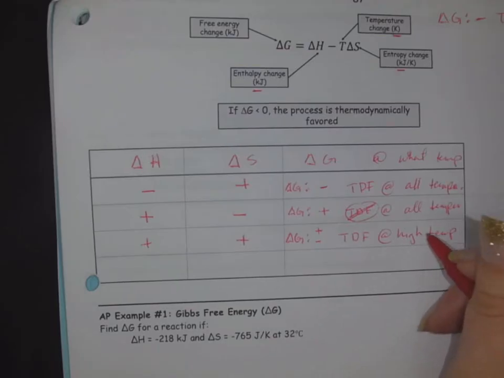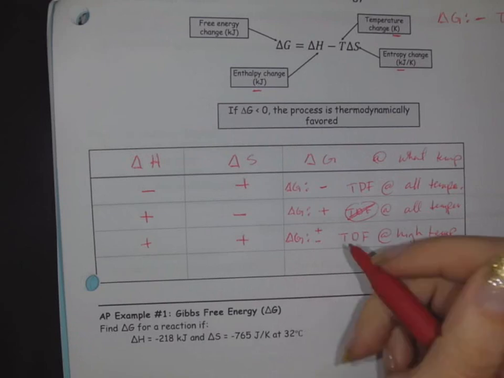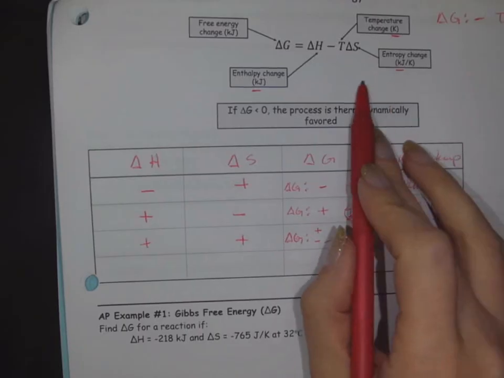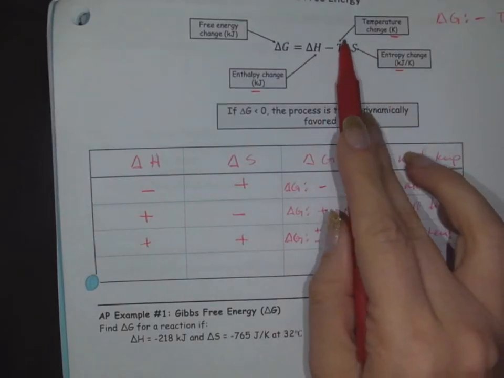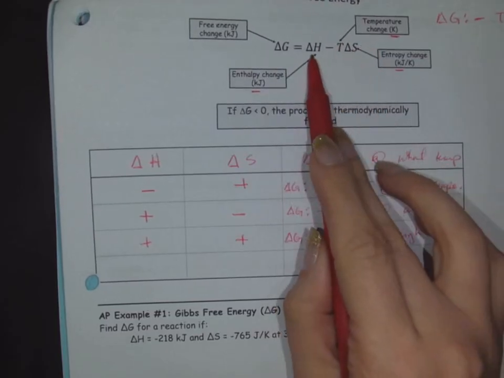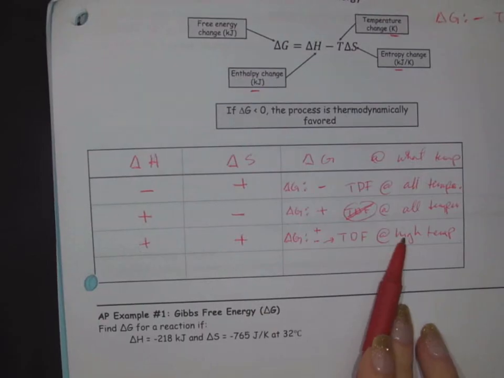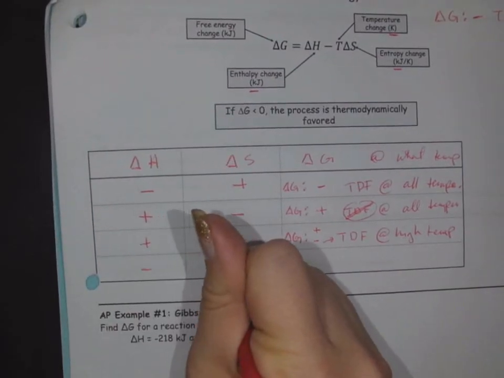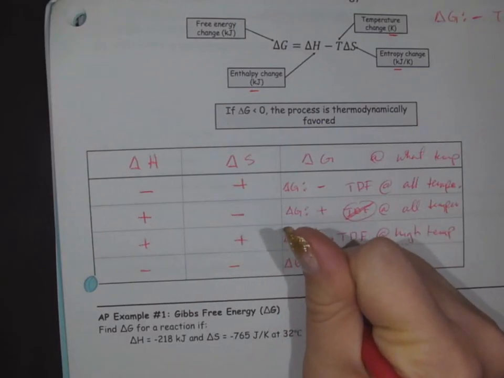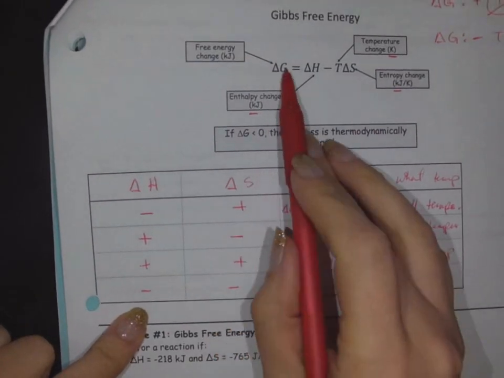We only get that negative delta G, thermodynamically favorable, if the temperature is high, because then the impact that's driving the reaction for delta G to be negative is bigger than the other impact. So positive, positive, only high temperatures. Negative, negative, only low temperatures.